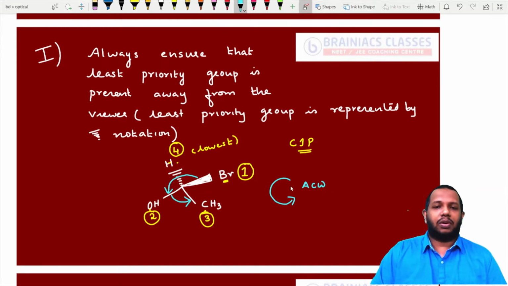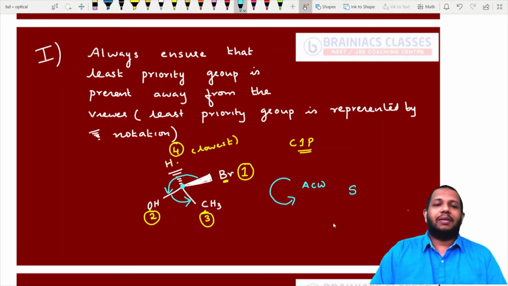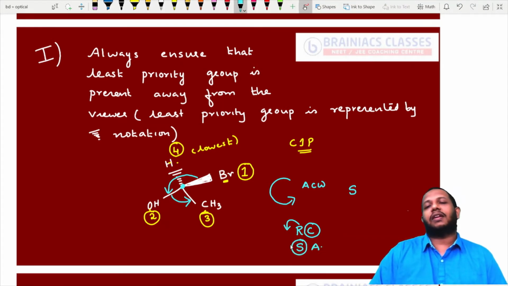ACW, anti-clockwise, correct? This is anti-clockwise rotation. So please remember, whenever you have anti-clockwise rotation, that carbon will have the S configuration. I have taken an easier rule to remember this. Always remember RC. RC means Roman Catholics. Whenever you have clockwise rotation, C stands for clockwise rotation, then you will have R as the configuration. And if you have anti-clockwise rotation, then you have S as the configuration. Clear? This is the way to remember.